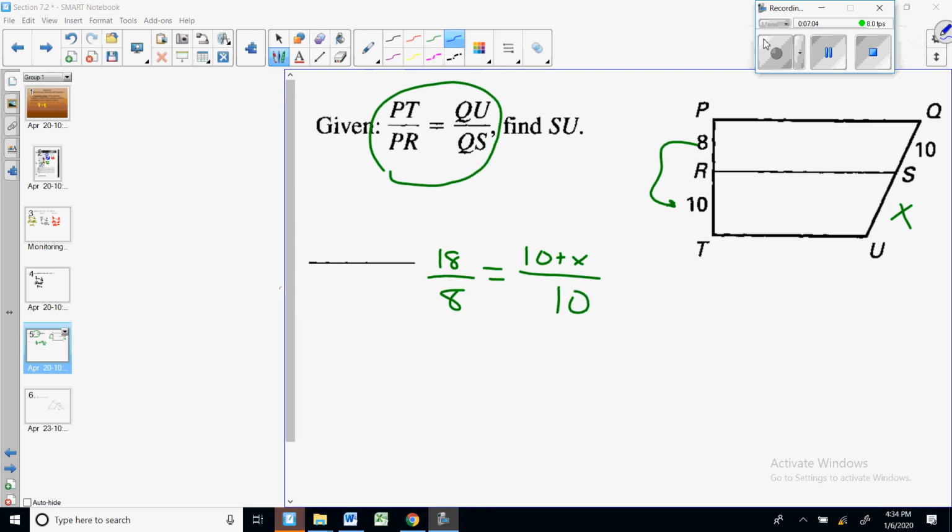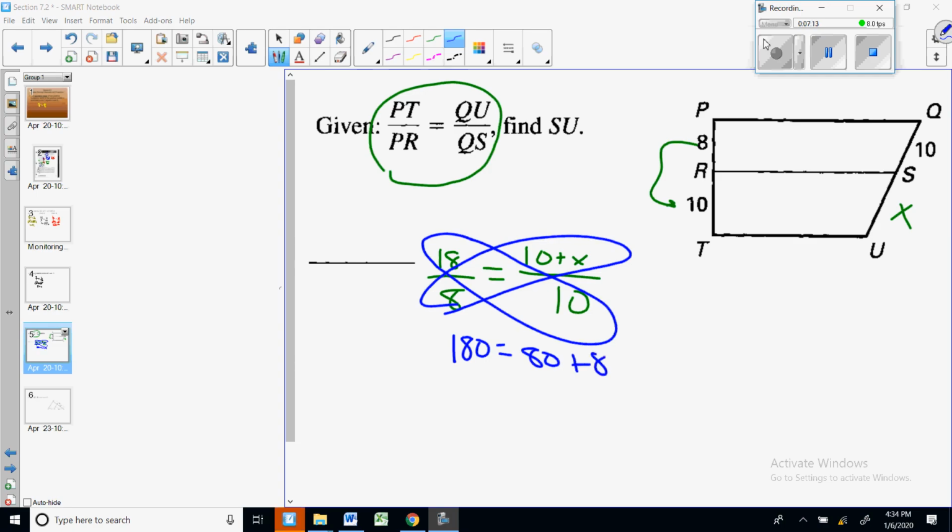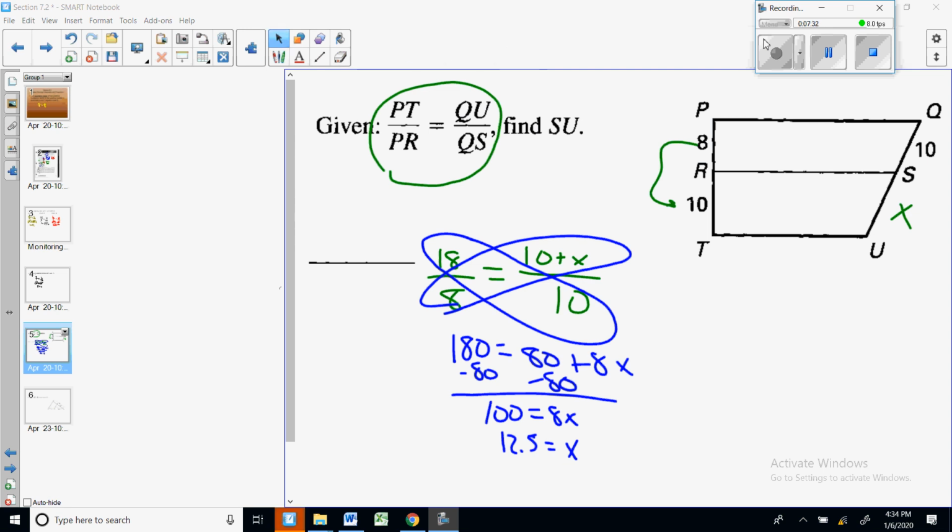Now we need to cross multiply. I'm going to get 18 times 10, which is 180, and 8 times 10 plus x, which is 80 plus 8x. Let's subtract 80 from both sides. So 100 equals 8x, and that means our value for x is 12.5. So you use the proportion given within your problem to find the actual length of the individual pieces.